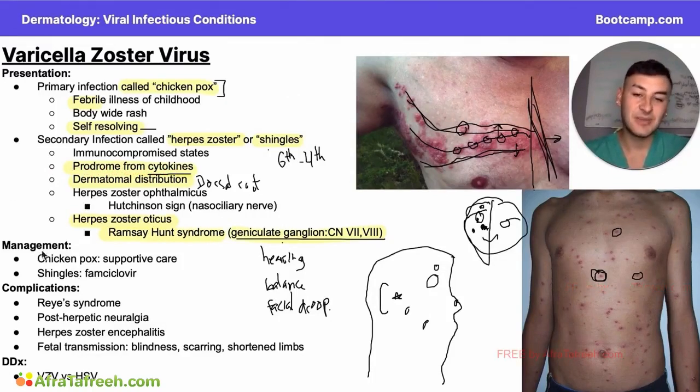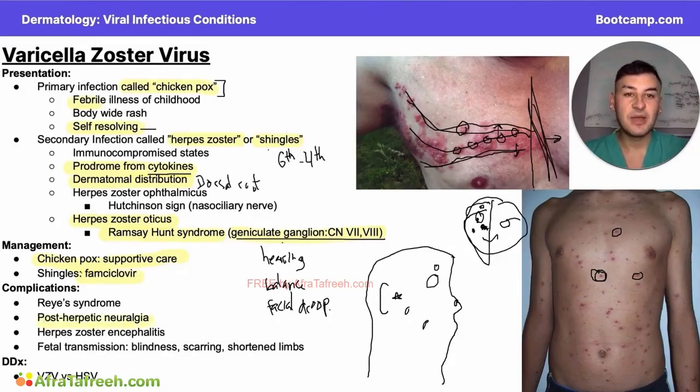So now let's talk about some of the management of our VZV infections. So we kind of talked about chickenpox, how we just do supportive care for these kidlets, okay? They have their febrile illness and their rash, it's going to resolve on its own without medication. As opposed to shingles, if you have an elderly person with shingles, it's really important that you treat them. A great option on test day is going to be famciclovir.